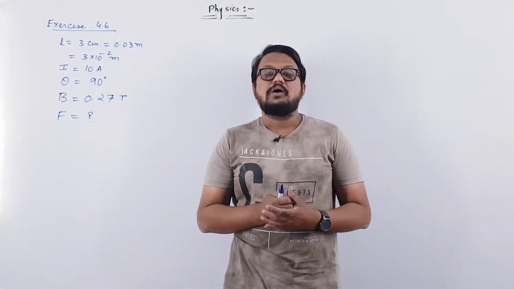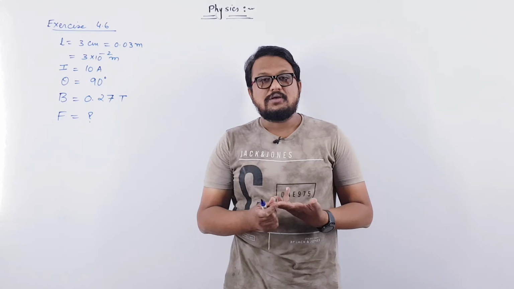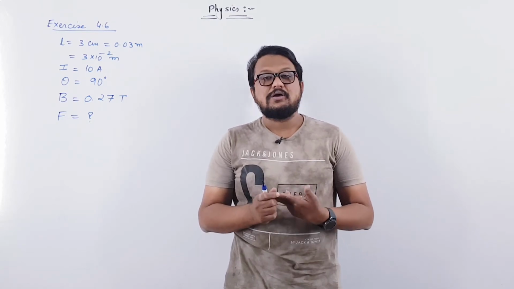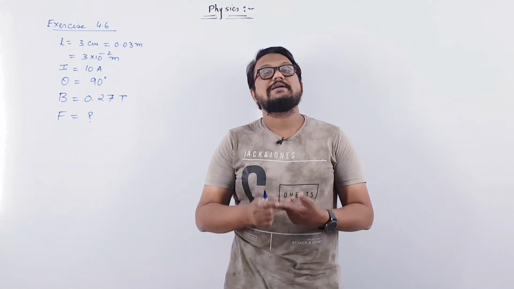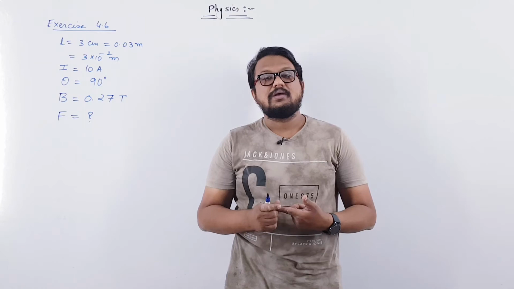We do have two topics, solenoid and toroid. These are the two devices which provide uniform magnetic field. A solenoid is a device which provides uniform magnetic field. You might have come across this in standard 10, right?